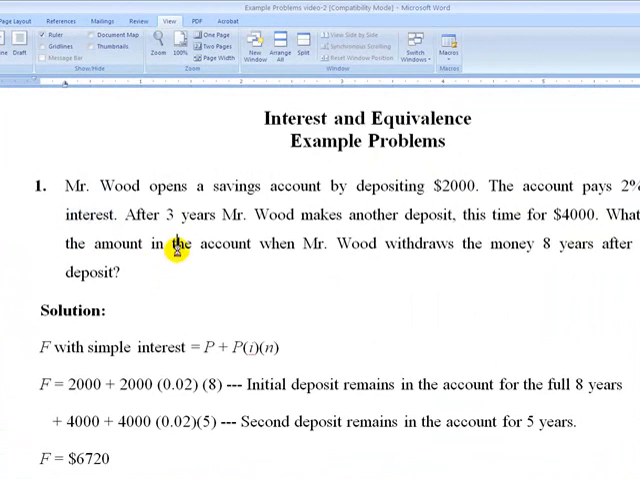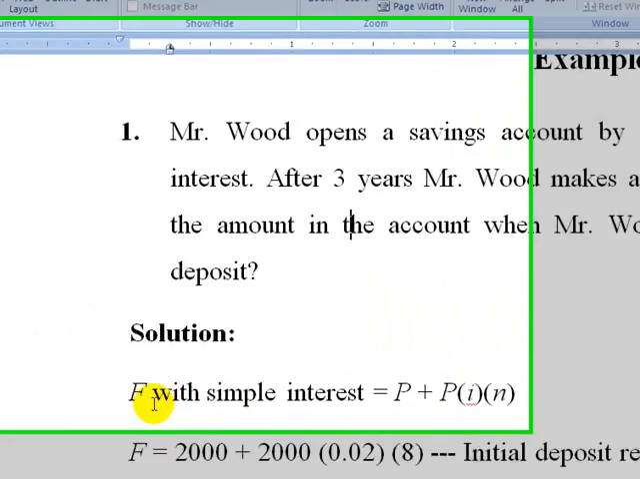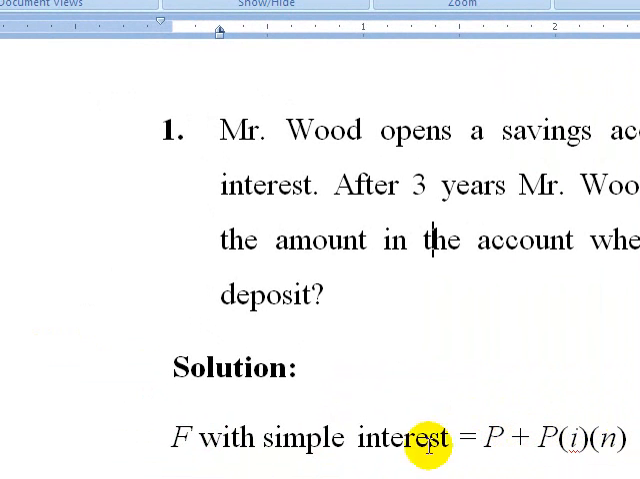Right? Now let's see. So now we need to solve this problem. For simple interest, there is a formula to calculate the simple interest.